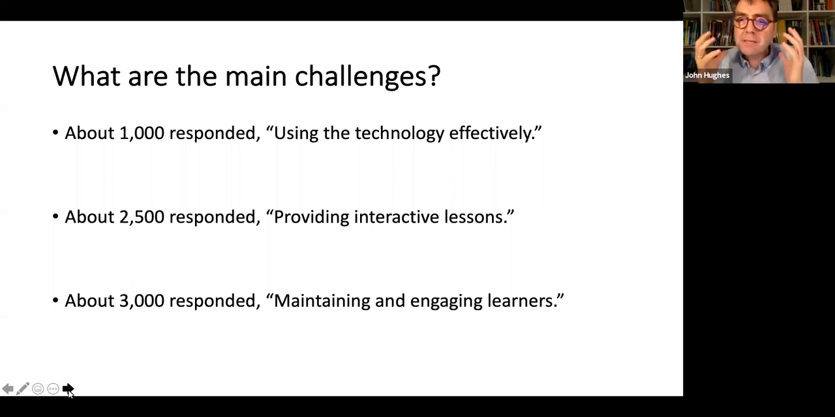3,000 responded, said maintaining and engaging the learners, which is what some of you have been typing up. How do we keep that motivation going? It's a really tough challenge.